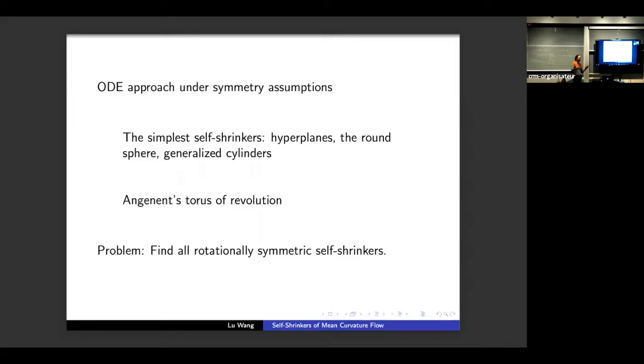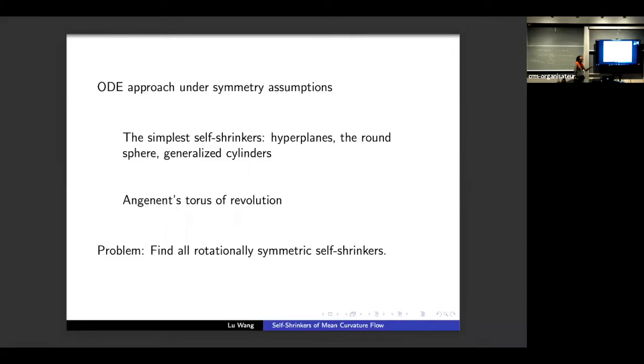And the radius of the round sphere cannot be arbitrary. It is always equal to square root of 2n, because the equation does not have dilation invariance, so you can't let the radius of the sphere change. And likewise, for the generalized cylinder, the axis has to contain the origin, and the cross section of the cylinder is also fixed.